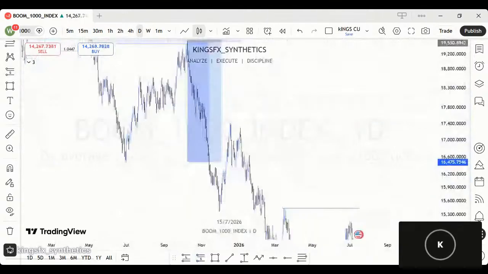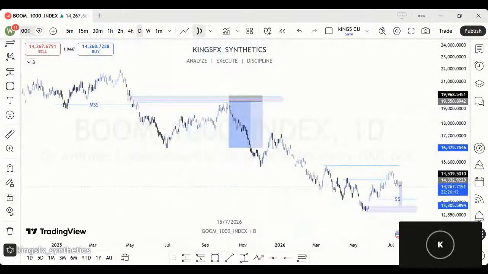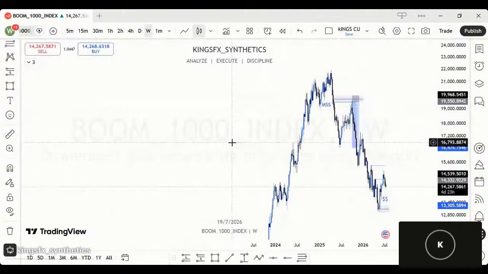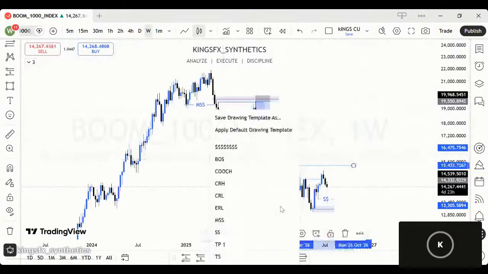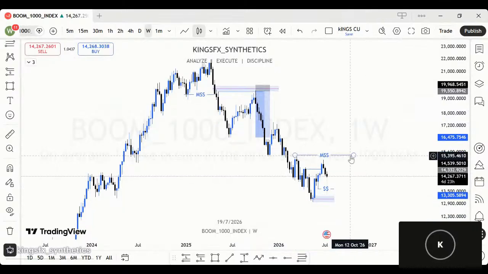Now going back to what we are concerned with and what price is doing now, we have identified that price has been in a bearish trend, and the only time we will classify this market to be a buy is if price breaks this level. Okay, so I'm talking too fast and I'm making mistakes. So you see, if price breaks this level, then we'll have a market structure shift right around here.